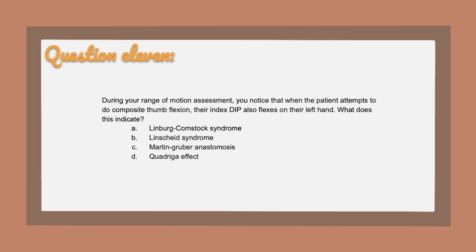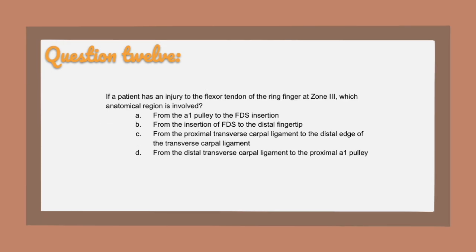Question 11, correct answer here is A, Lindburg-Comstock. Linscheid syndrome is actually not a syndrome, it's a stress test for the TFCC and LT, so that was a trick right there. Martin-Gruber is the anastomosis crossover between median to ulnar motor nerve fibers in the forearm, and then quadriga is the effect of a flexion lag in fingers that are adjacent to a finger with a shortened FDP tendon.